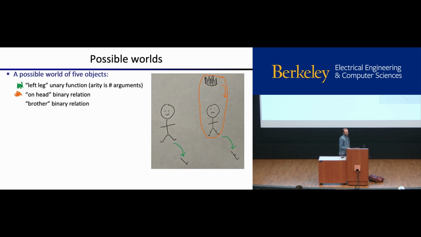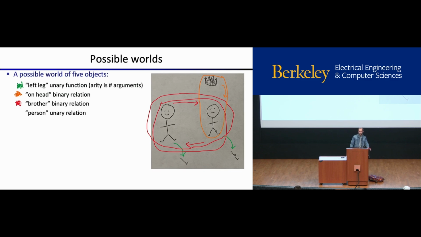Here is the brother binary relation. If this object followed by that object is input to the relation, it returns true. Also, if this object followed by that object is input, then it returns true. Any other ordered pair of objects do not satisfy the brother relation, or when you input them as arguments to the brother relation, it returns false. Binary relation means it's expecting 2 arguments. Unary function means it's expecting 1 argument.